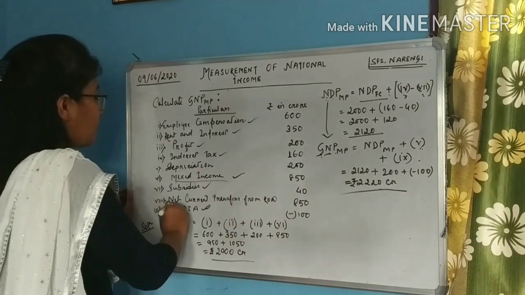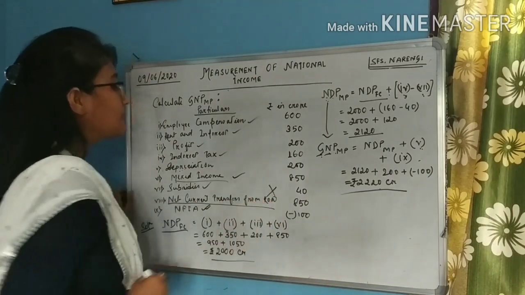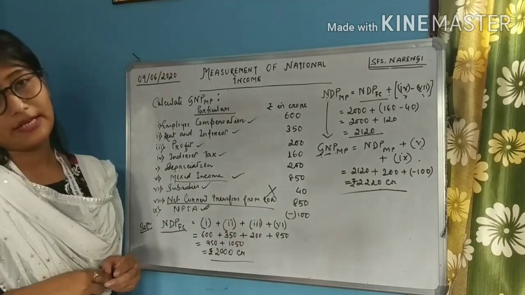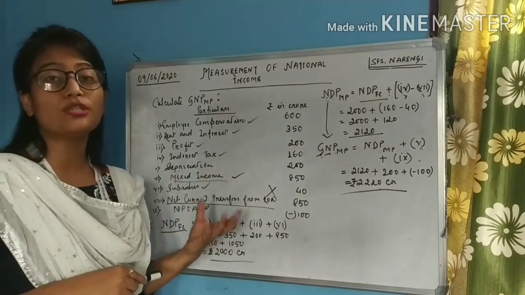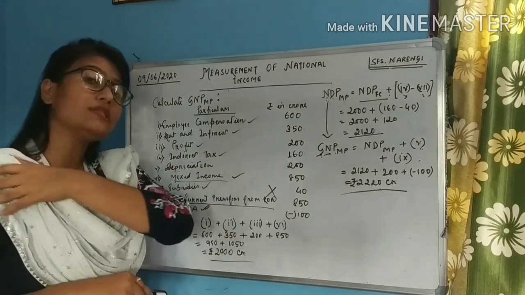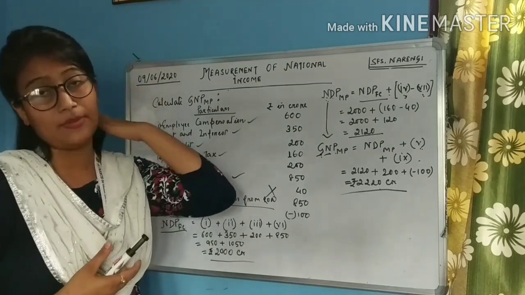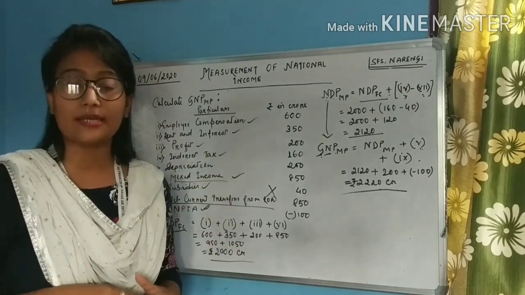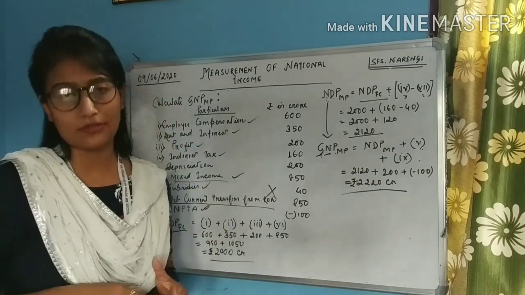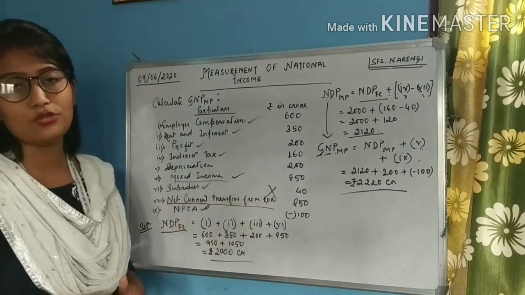Students, this particular component shall not be included because these are the transfer incomes, and in the precautions itself we came to know that the transfer income should not be included. It is not a part of national income because it is not any kind of factor income. It is just some kind of unilateral payment, so it will not be taken into consideration.